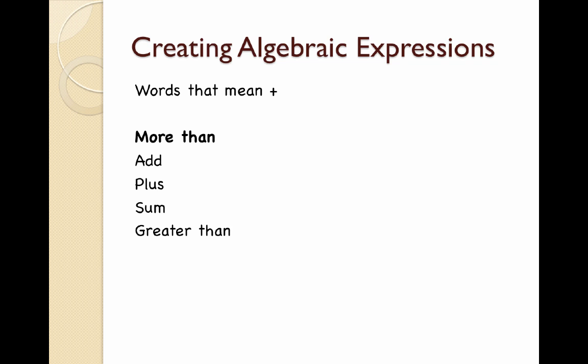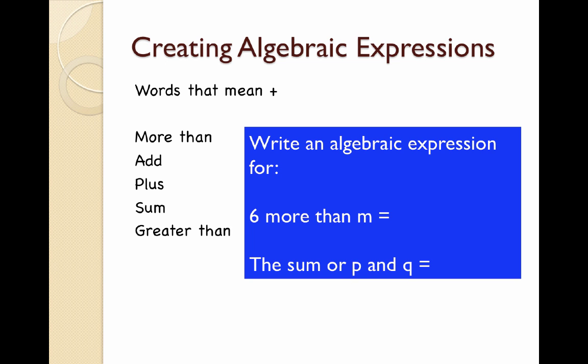So we're looking at words like more than, add, plus, sum, and greater than. All those words will mean use the plus symbol. So if I wanted you to write an algebraic expression for 6 more than m and the sum of p and q, all I would be doing is using the plus symbol instead of the words more than. So for the first example, it would just be 6 plus m. That's 6 more than m. For the second one, instead of writing the sum of p and q, I can just write p plus q. It is a much shorter way of writing the same sentence.